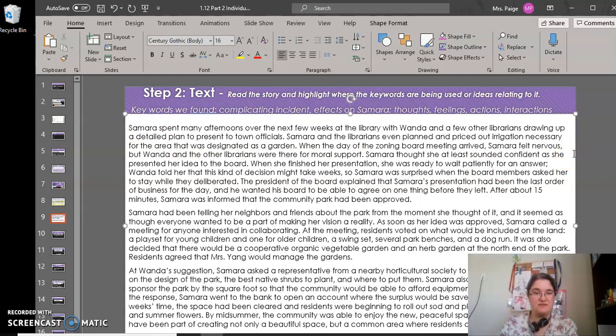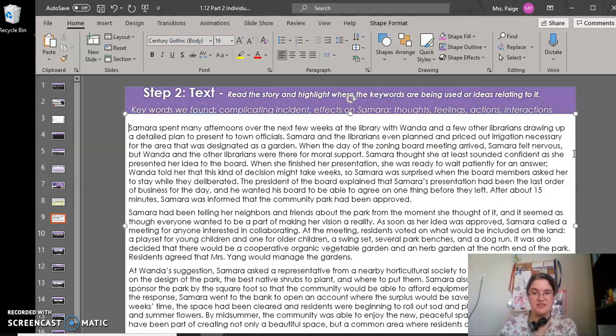Samara spent many afternoons over the next few weeks at the library with Wanda and a few other librarians, drawing up a detailed plan to present to town officials. Samara and the librarians even planned and priced out irrigation necessary for the area that was designated as a garden. When the day of the zoning board meeting arrived, Samara felt nervous, but Wanda and the other librarians were there for moral support. Samara thought she at least sounded confident as she presented her idea to the board.